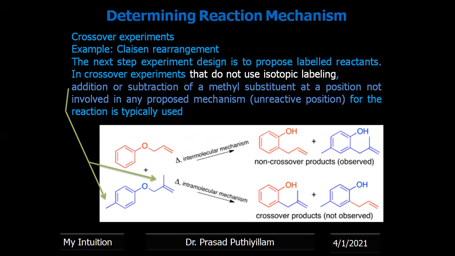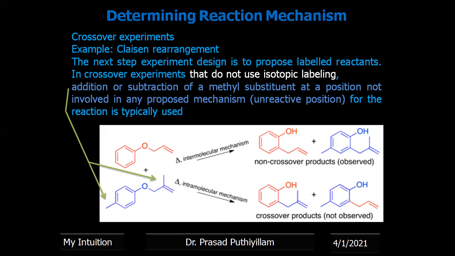So, if it is an intramolecular mechanism, then the product formed will be these two, and that is the product which is observed. In reality, we are getting that product. If it were an intermolecular mechanism, that means it would be a crossover product. Crossover product is not observed.